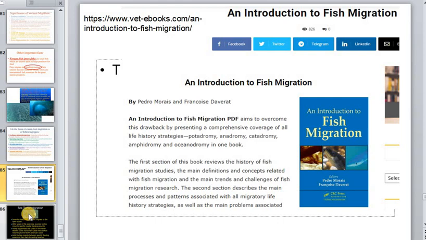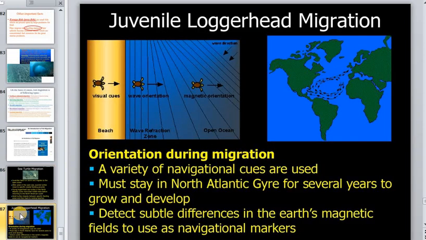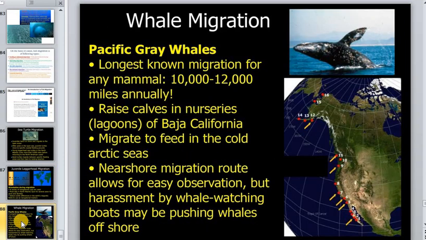I leave the links. And a little bit about sea turtle migration. It's very interesting that they can move thousands of miles, for example in the North Atlantic Ocean. And you know how these little turtles move to the water. How long a distance they can move through the oceans, and wild migration. This is just a record of how long a distance they can move through the ocean.